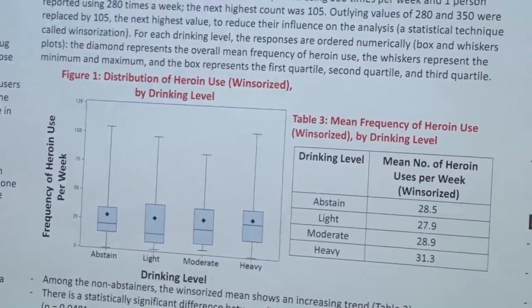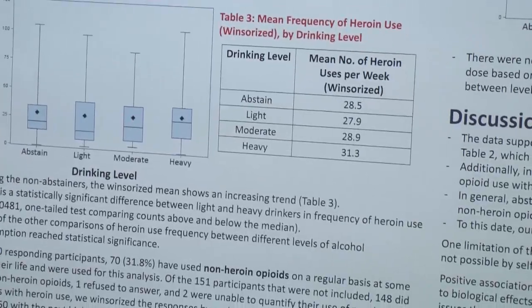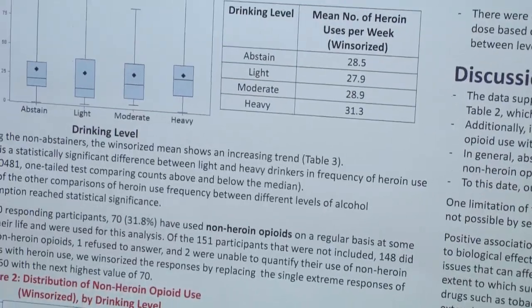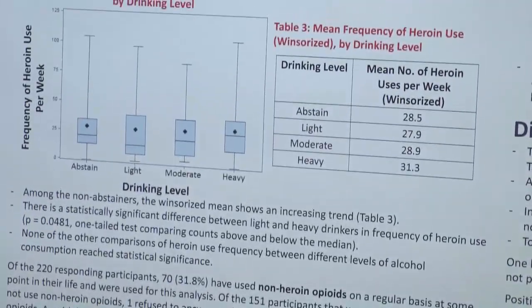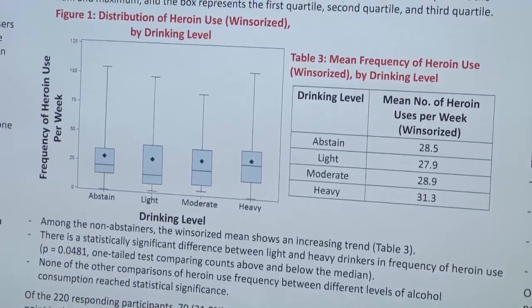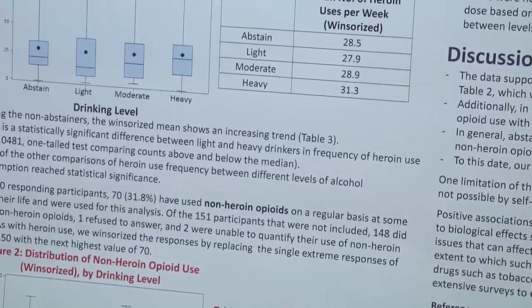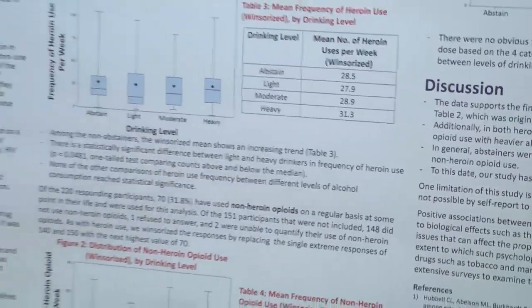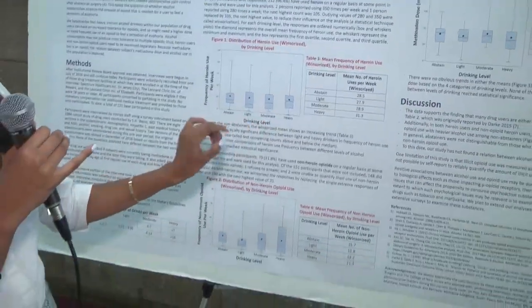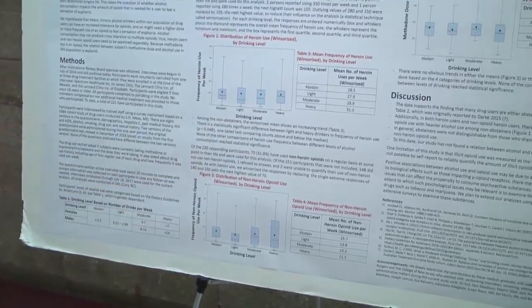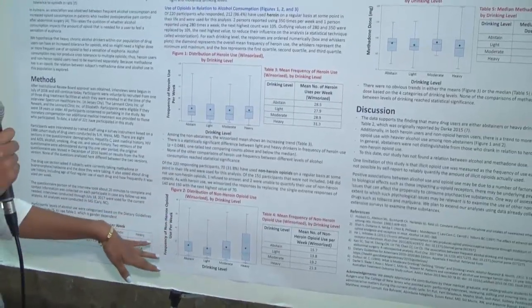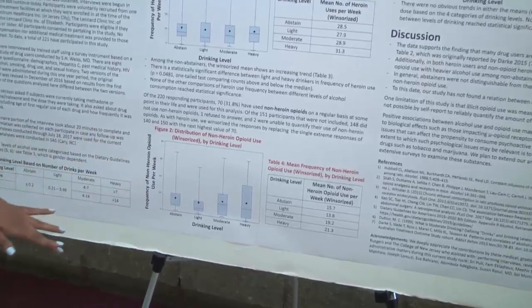So next we looked at opioids in relation to alcohol consumption. First we looked at heroin and the frequency of heroin use by drinking level. And we did see that there was an increase in the means for the drinkers. And then we also saw that in a specific trend between light and heavy, there was statistical significance.